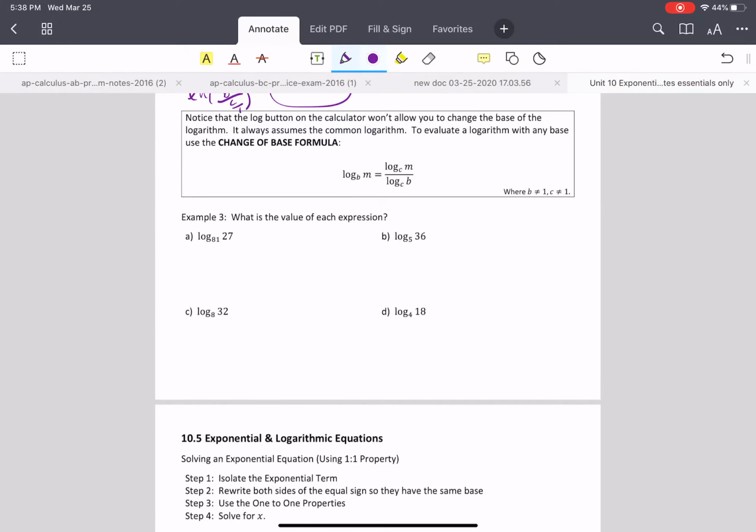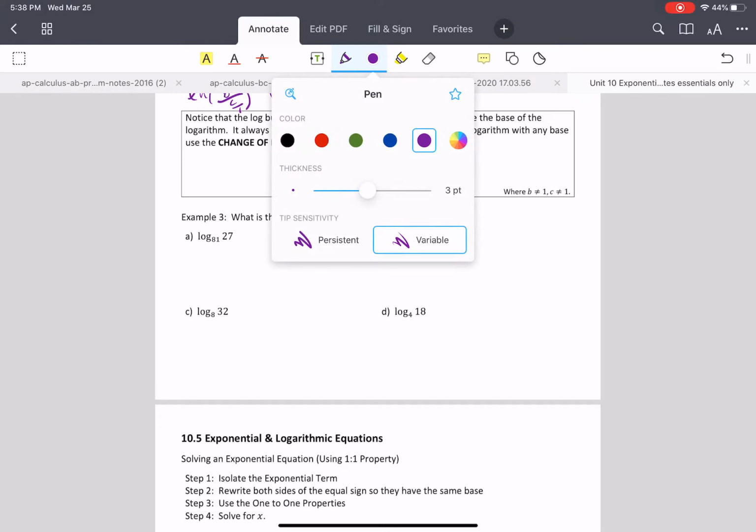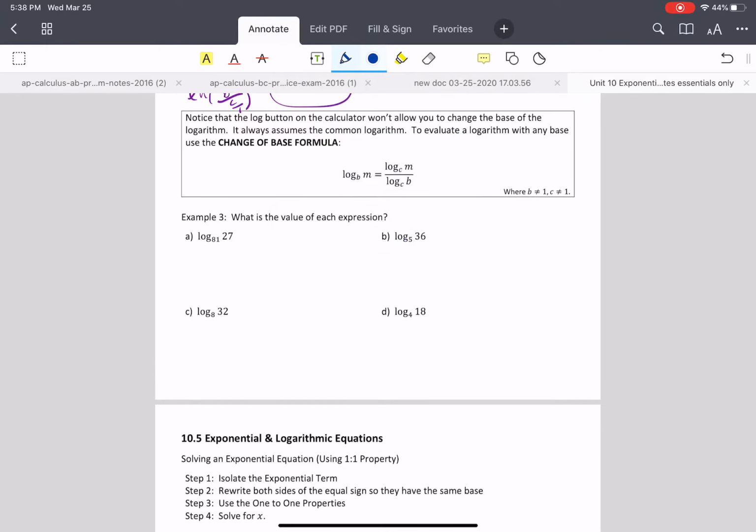Okay, so the last thing for today is an easy one. Thank goodness, right, my friends? So the last thing for today is the change of base formula.